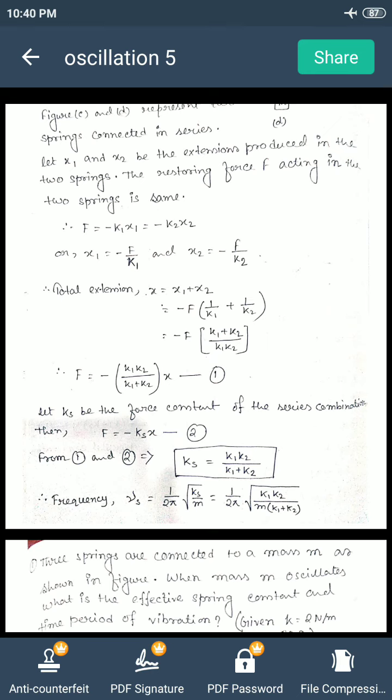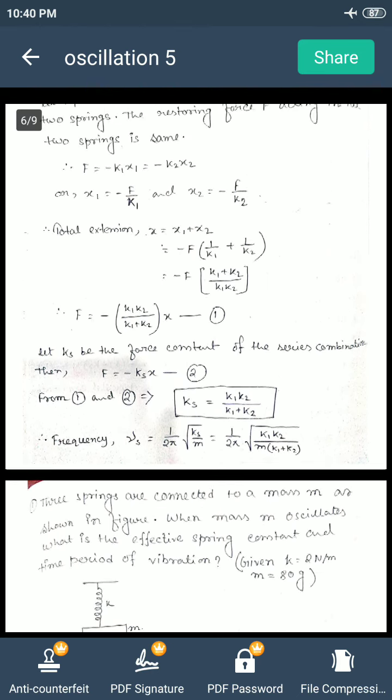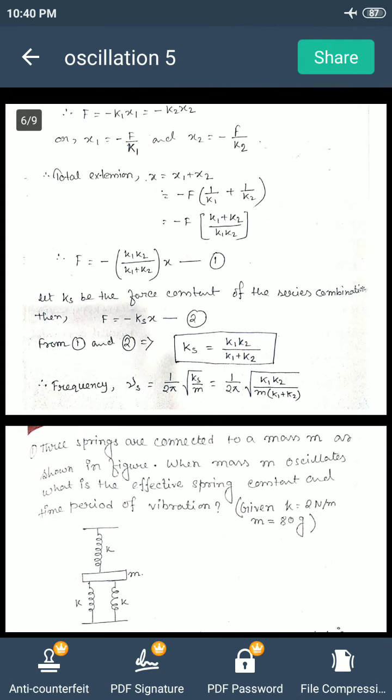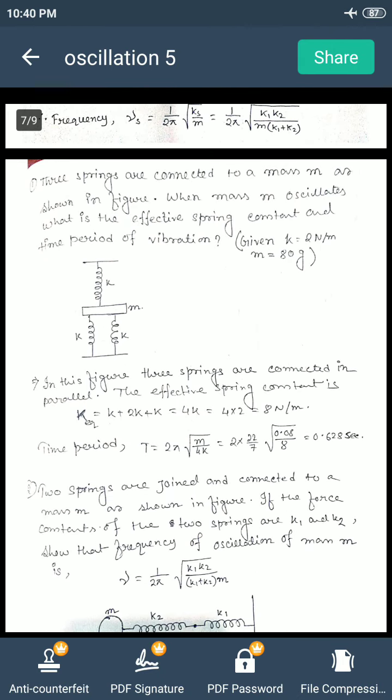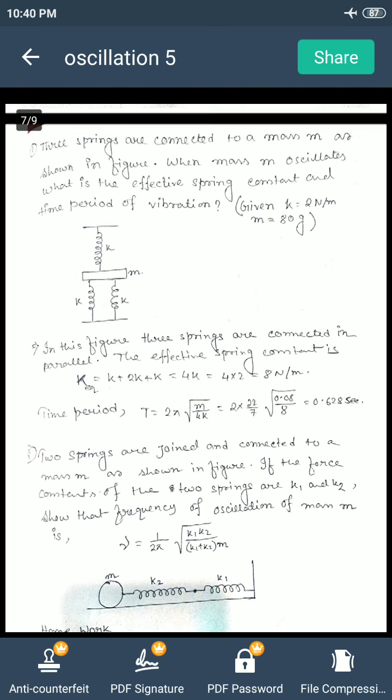So from equations 1 and 2, we can write Ks equals K1 K2 by K1 plus K2. This is the equation of force constant in series combination. Similarly, if we want to find the frequency, that equals 1 by 2 pi root under Ks by m. So 1 by 2 pi root under K1 K2 by m into K1 plus K2. Clear? Okay.